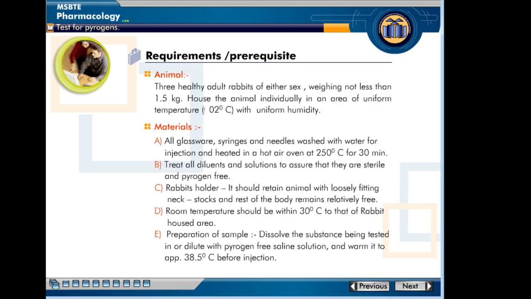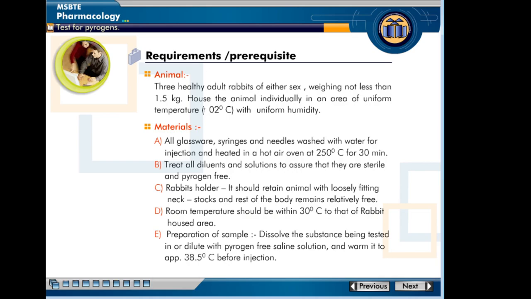Requirements. Animals: 3 healthy adult rabbits of either sex weighing not less than 1.5 kg. House the animals individually in an area of uniform temperature with uniform humidity. Materials: all glassware, syringes and needles washed with water for injection and heated in a hot air oven at 250 degrees Celsius for 30 minutes. Treat all diluents and solutions to assure that they are sterile and pyrogen free.